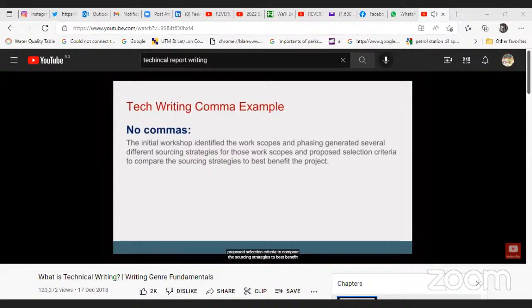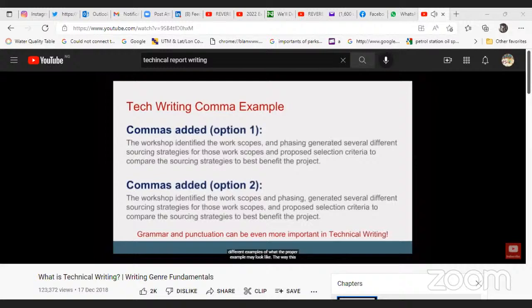First, that's a really difficult sentence to read. It doesn't have any commas and we don't know where to pause. Let's look at some different examples of what the proper example may look like. The way this sentence is worded without punctuation, it probably means one of two things, but we can't be sure.